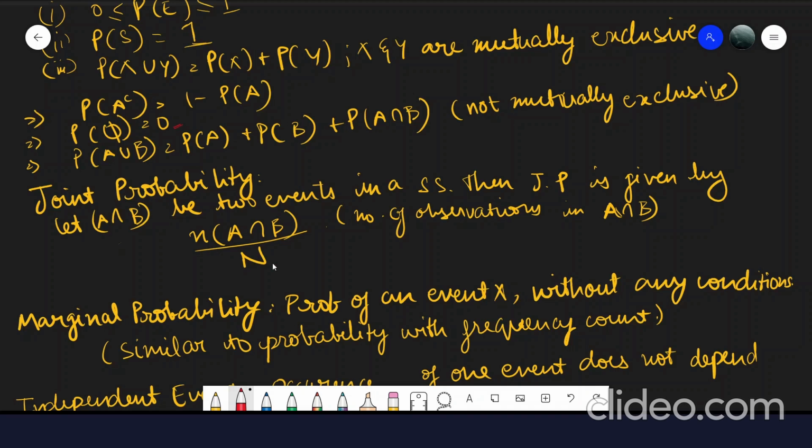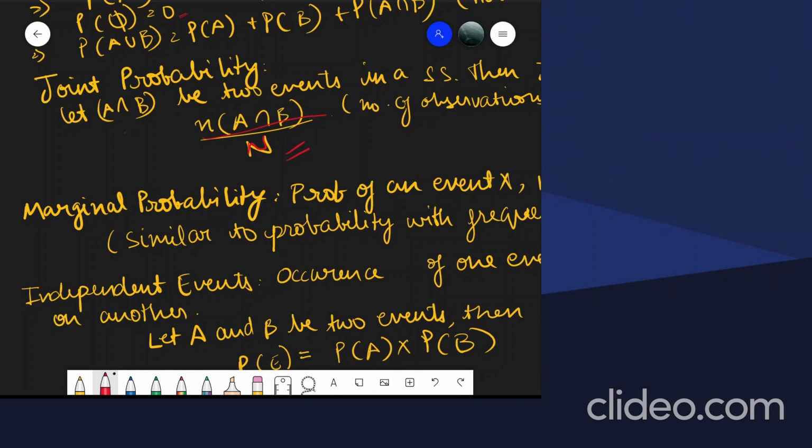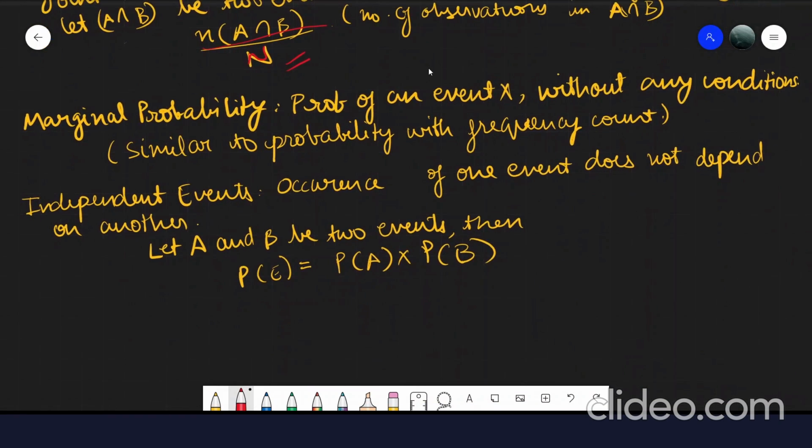Next, we have the joint probability. The joint probability between two events A and B in a sample space is given by the total number of observations that fall in the intersection of A and B upon the total number of observations. Now, the marginal probability is the probability of an event without any conditions. Again, this you can just find using the frequency that we discussed earlier.